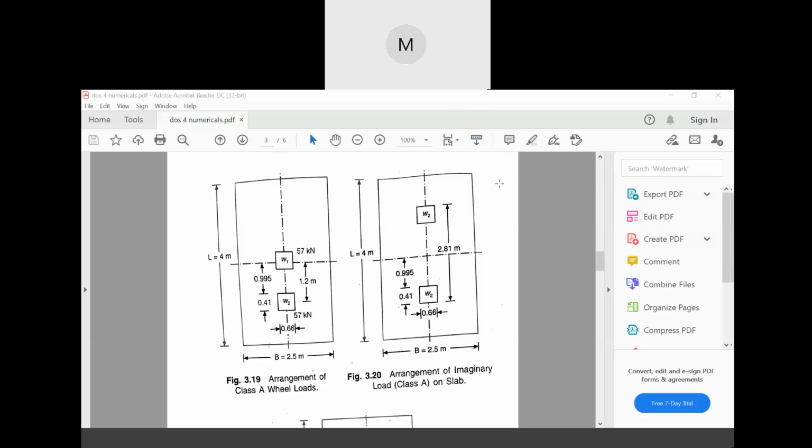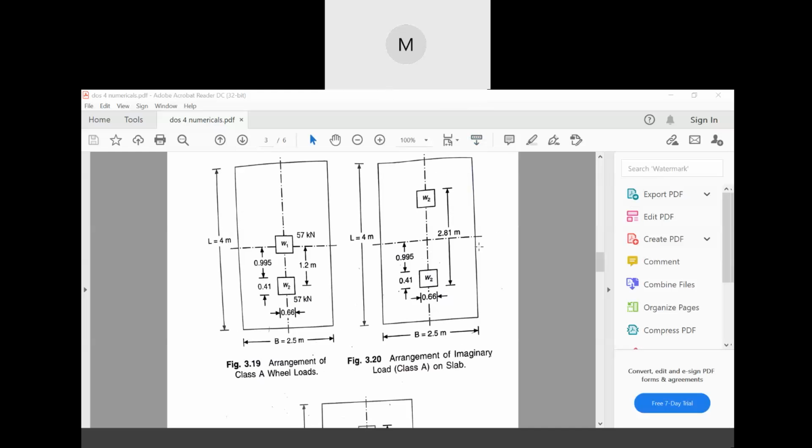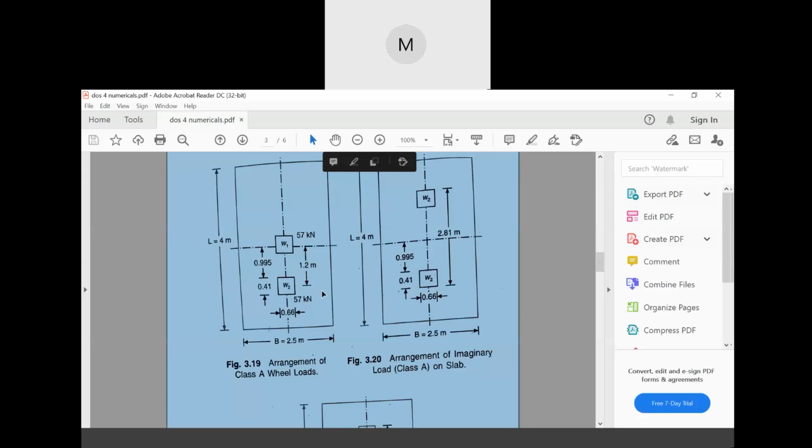First of all, in this numerical, in figure 3.19, if you can see here, the IRC class A loading pattern. That means the two wheels will be like this, W1 and W2. Okay, so this is the slab. Dimensions of the slab are given. Now, if you can see here, in this IRC class A loading pattern, this width, this 0.66, 0.41, 0.995, everything you will be able to find from the IRC class A load diagram.